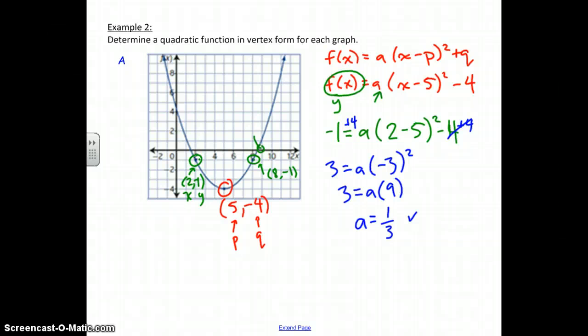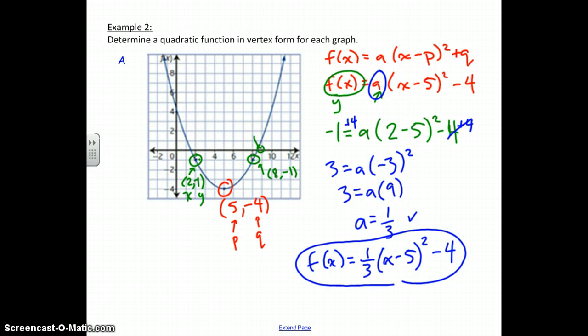So then we just go back up to here, and in the spot of a, we're going to put 1/3, so it becomes f of x equals 1/3 bracket x minus 5 squared take away 4. And that there is the equation, or sorry, the function for this graph in vertex form. If we were to graph this, we would get the exact same graph that we have in that picture.